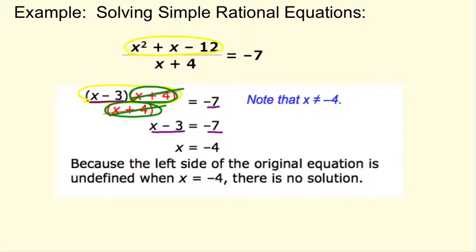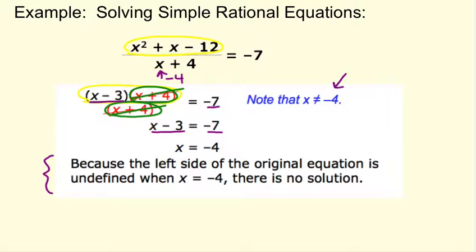Then you would just add 4 to both sides. Now, here's a little thing that's a little bit goofy looking. Remember our domain restriction? Domain restriction right here. x cannot be negative 4. If you substitute a negative 4 into there, that would make it undefined.